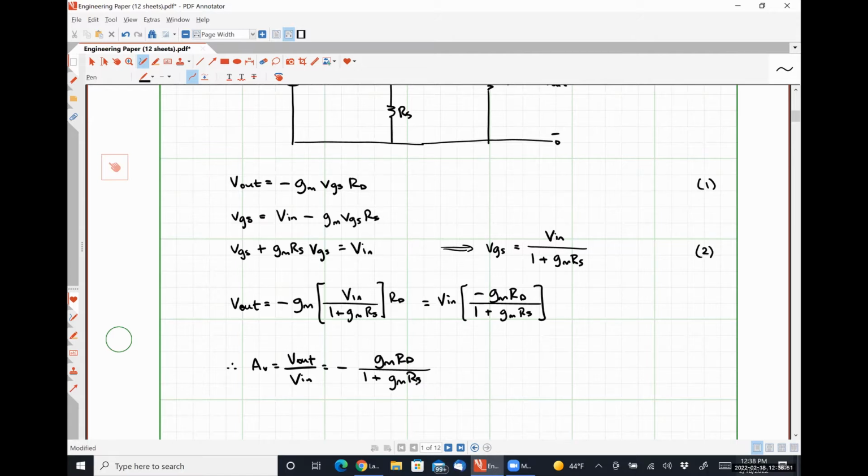But some textbooks choose to factor out GM from everything that they can, giving us negative RD divided by 1 over GM plus RS. This representation I actually like a little bit too, because effectively it's just a ratio of resistances that tells you what the voltage gain of this is, right? Where 1 over GM is a resistance, right? Because it's the inverse of a conductance. All right, so this is our voltage gain.